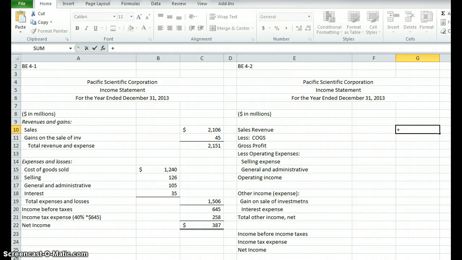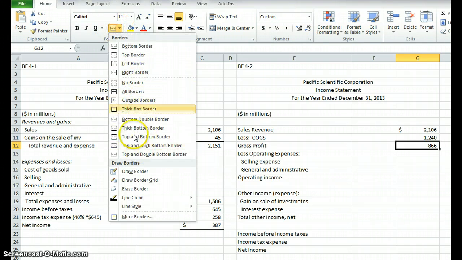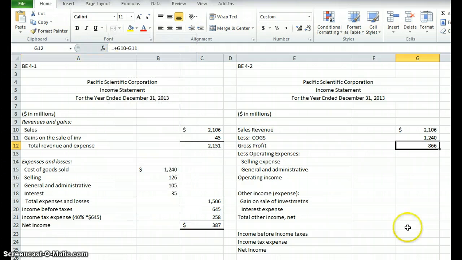So in this case, we have sales revenue is going to be our first number, and that's still 2,106,000. We're going to subtract cost of goods sold, which is 1,204,000. I don't want a dollar sign unless it's the first number in a column. So I'm going to go ahead and fix my formatting. My sales revenue minus my cost of goods sold is my gross profit. I'm going to go ahead and fix the lines to show that I've done some math.